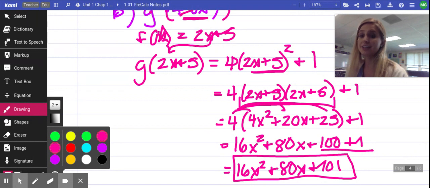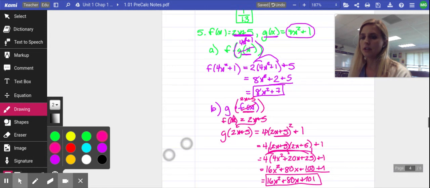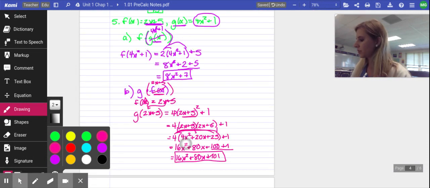So clearly these again are not commutative because we did not get the same thing as we got in part A. Okay. So that wraps it up for some of our parent function stuff and our composites and combinations.